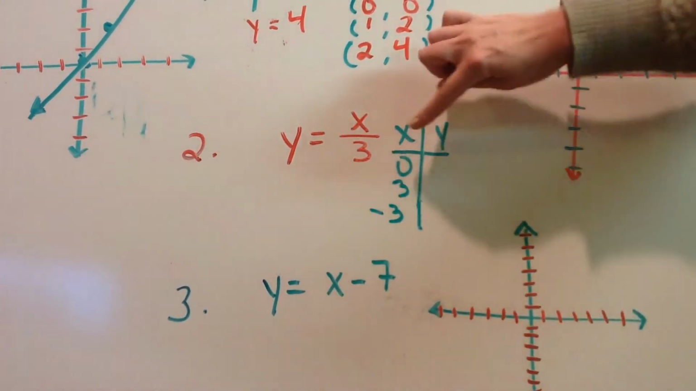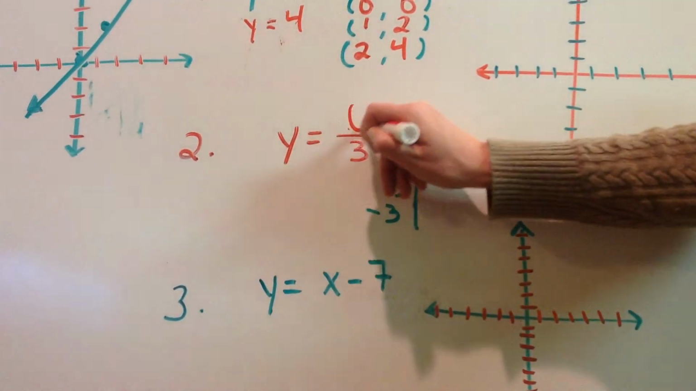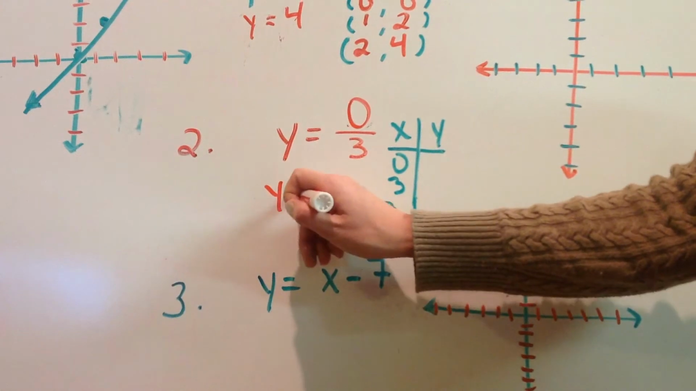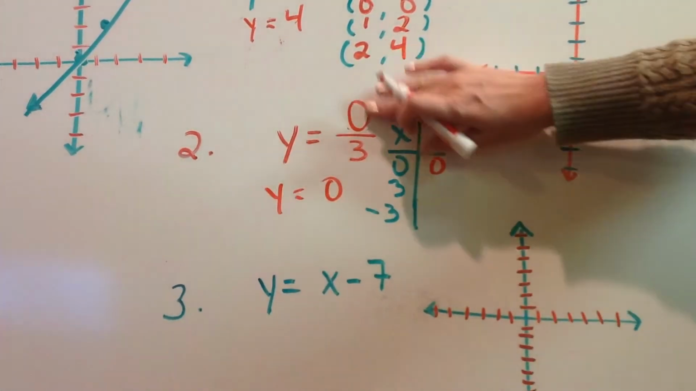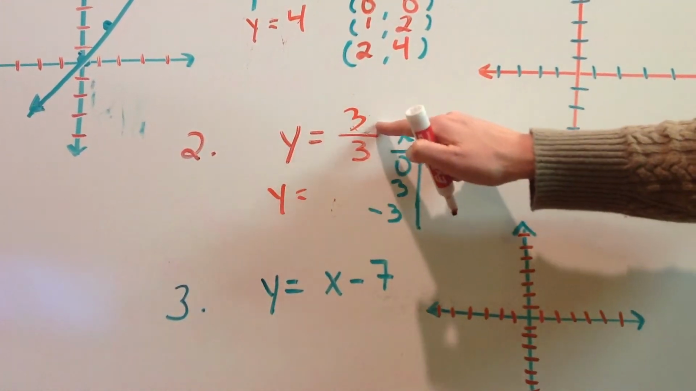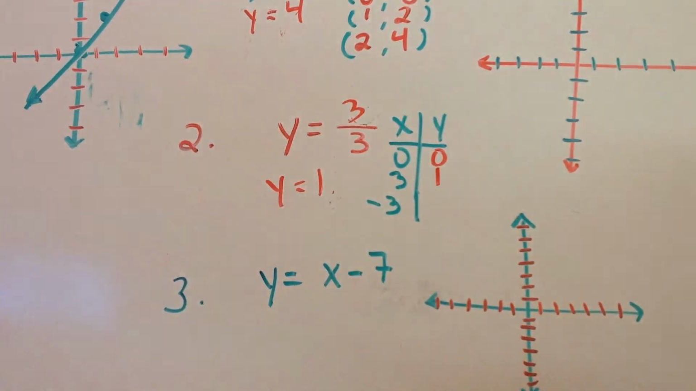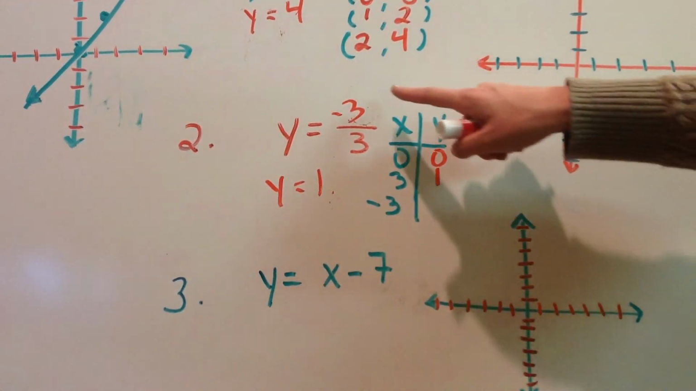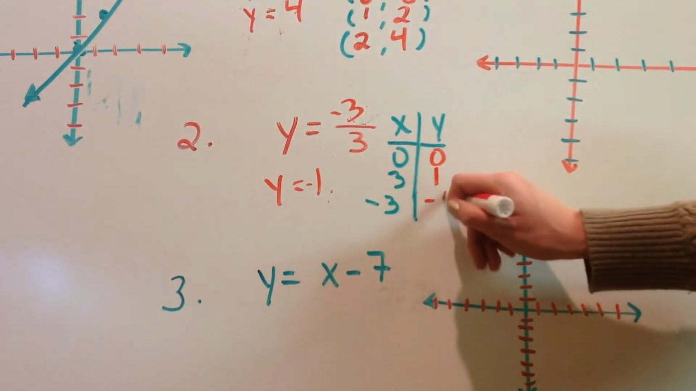So again, I replace my x with the first number I chose. 0 divided by 3 is 0, so y equals 0. So now I'm going to replace it with a 3, because that's the second number I chose. 3 divided by 3 is 1, so y equals 1. And now I'm going to replace it with a negative 3, because that's the third number I chose. Negative 3 divided by 3 is a negative 1, so y equals a negative 1.